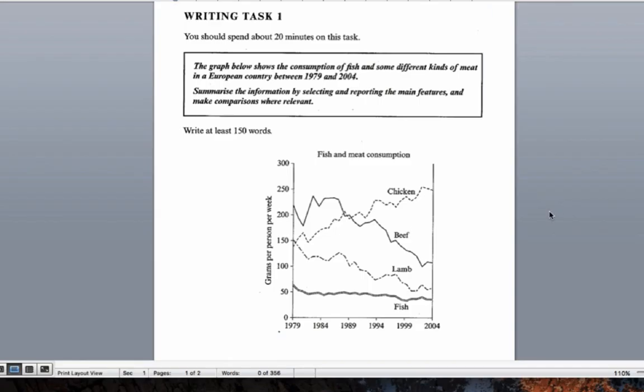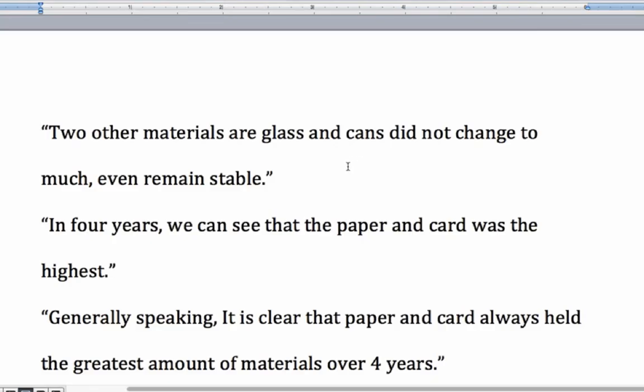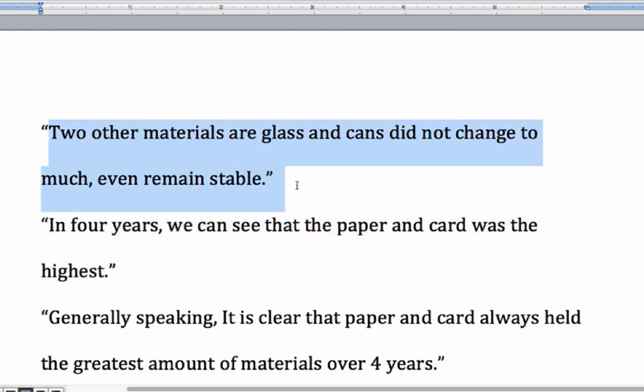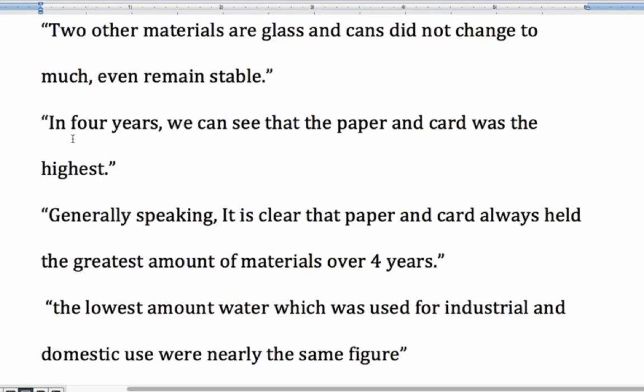So let me show you some student errors that I have encountered over the years. We have these very bad sentences that we get, and when an examiner sees a sentence like this, he just immediately thinks band 5 and going down. For example, "2 other materials are glass and cans did not change." So you've got a verb, you've got a subject and then a verb and then another subject and another verb. Just sentence structure terrible. "In 4 years, we can see that the paper and card was the highest." No, the paper and card was not the highest. It's the amount of paper and card. "The paper and card was the highest" means the paper and the card was flying in the air.